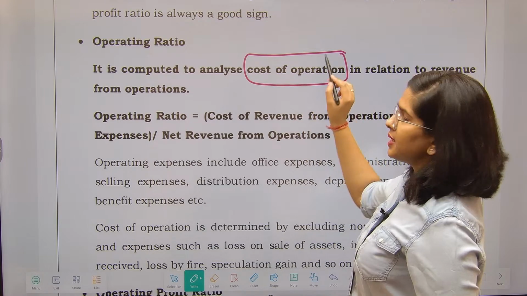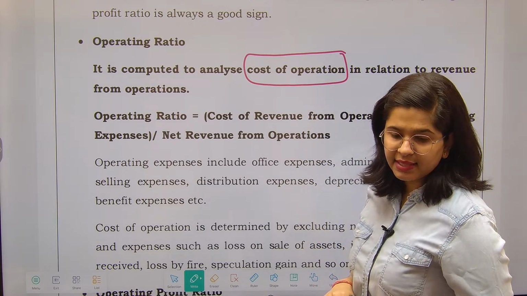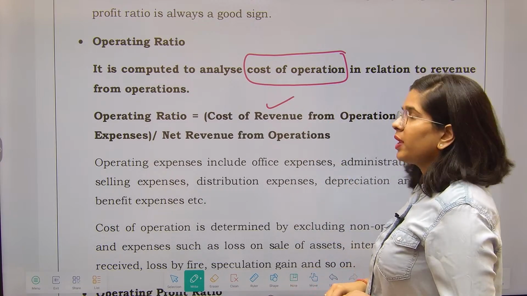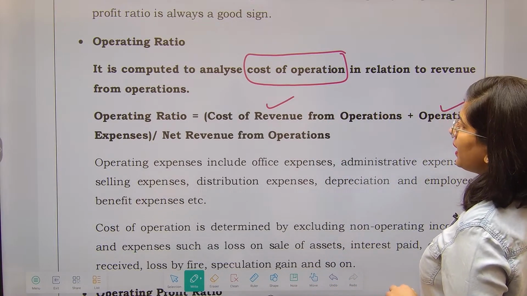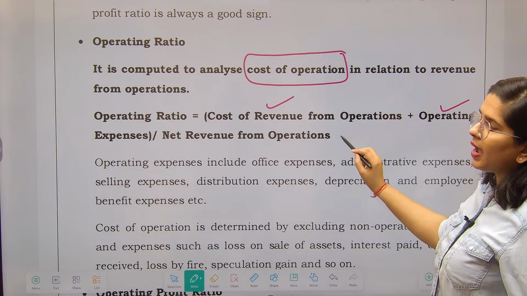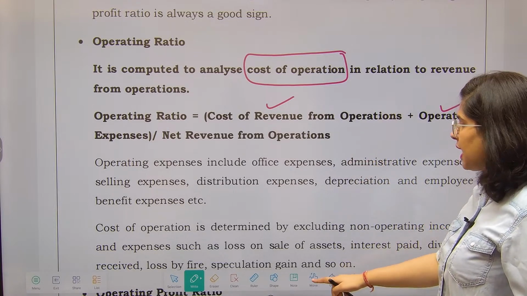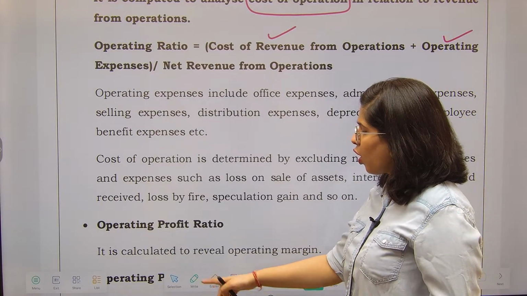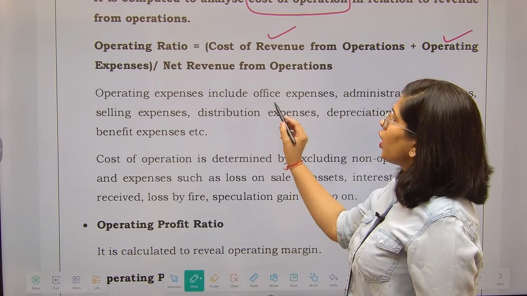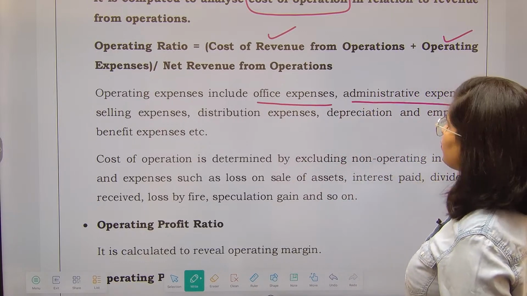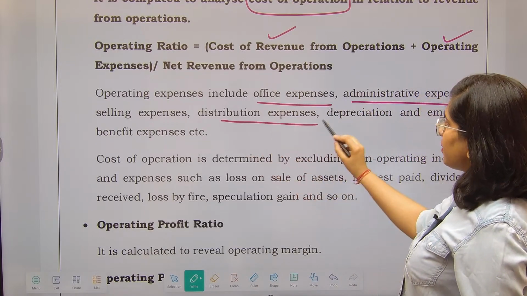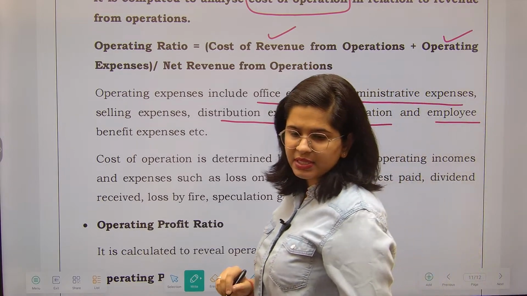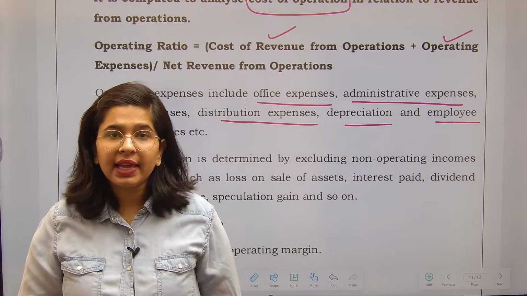Cost of operations in percentages to the sales that you are doing. So operating ratio is cost of revenue from operations plus the operating expenses divided by net revenue from operations, that means your sales. Now what are the expenses that you are going to include in operating expenses? Your office, administrative, selling, distribution expenses, depreciation, employee benefit expenses, they are all operating expenses.